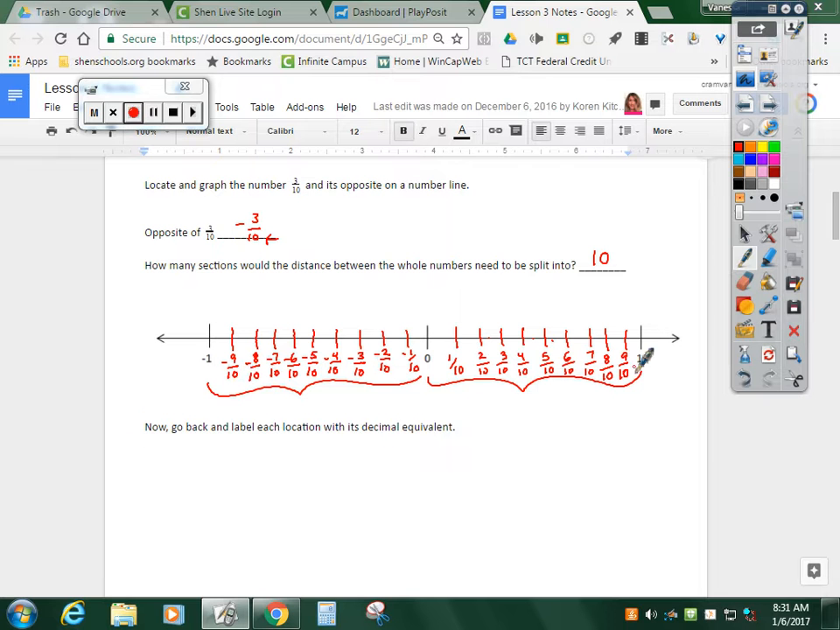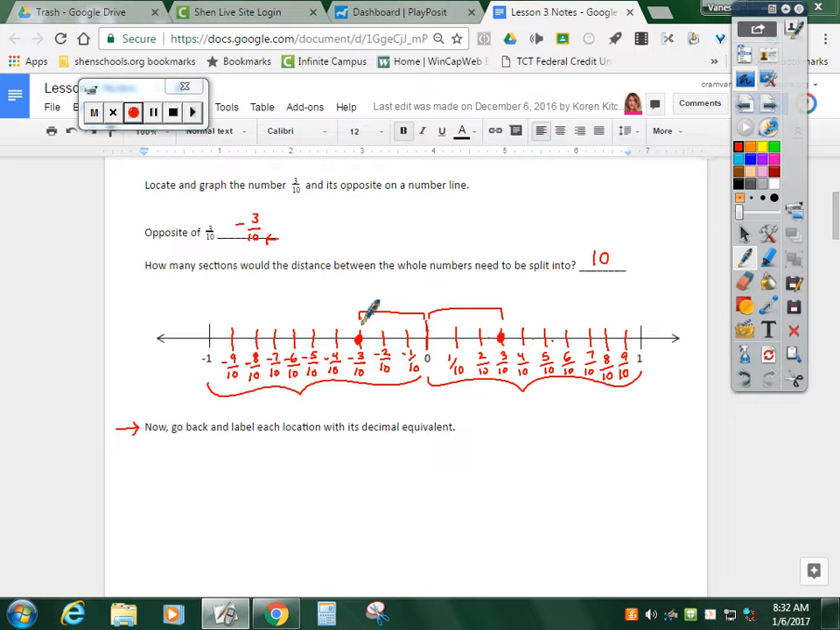Our next direction is to now go back and label each location with its decimal equivalent. Okay, this is pretty easy. But before I do that, I'm going to locate 3/10, and I'm going to locate negative 3/10. Now, what makes these opposites of each other? It all has to do with 0. These are an equal distance away from 0. That means they have the same absolute value, okay?